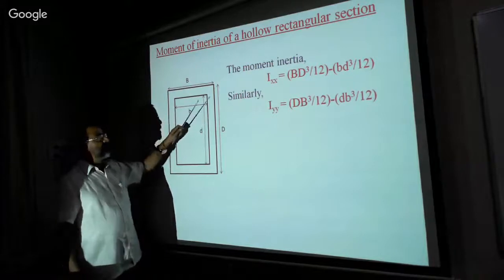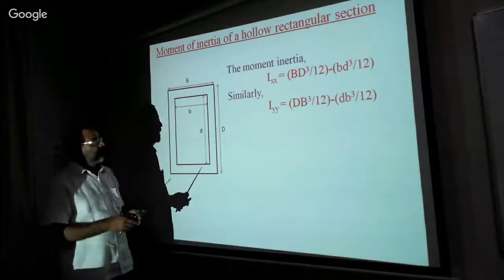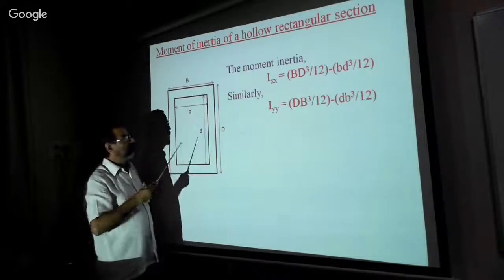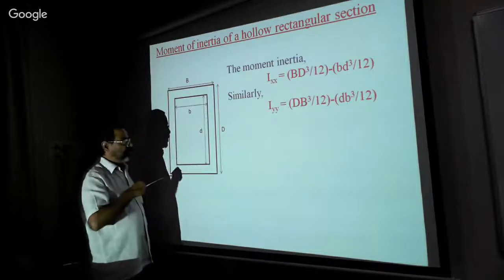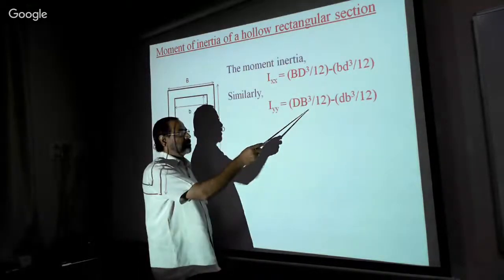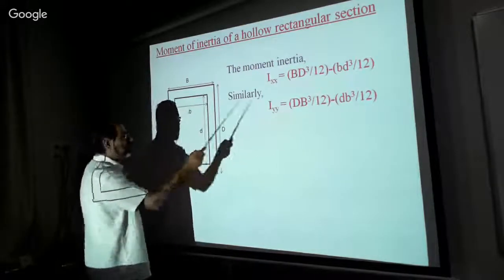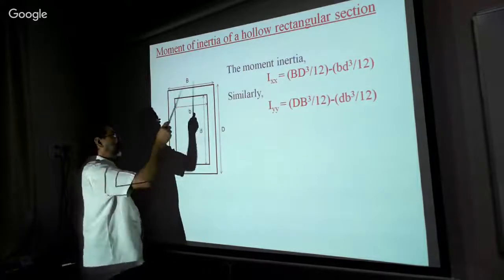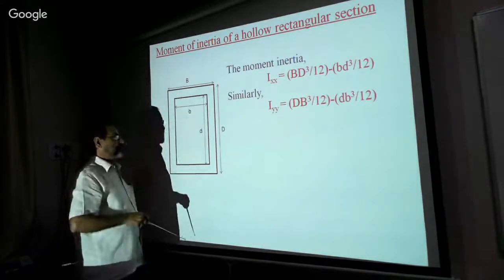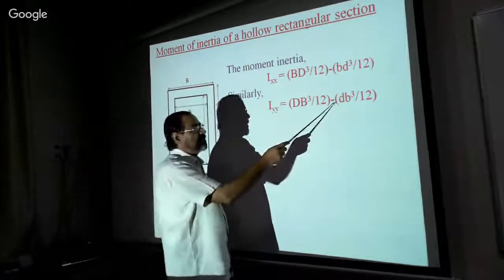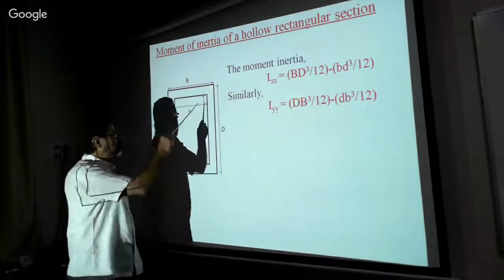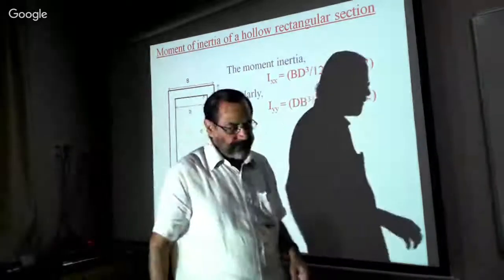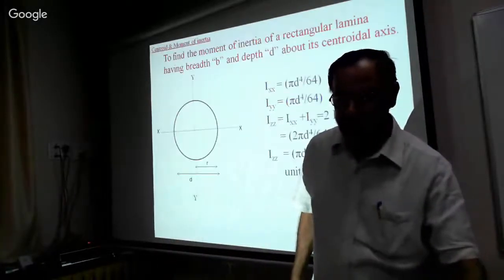Centroidal XX axis of this rectangular section. And similarly, this is the YY axis. IYY is equal to dBQ by 12, isn't it? dBQ by 12 is the moment of inertia of the entire rectangular section about the YY axis. And now minus, we have deducted this quantity, dBQ by 12, because this material is not present, no material is there. That is how we can calculate the moment of inertia.